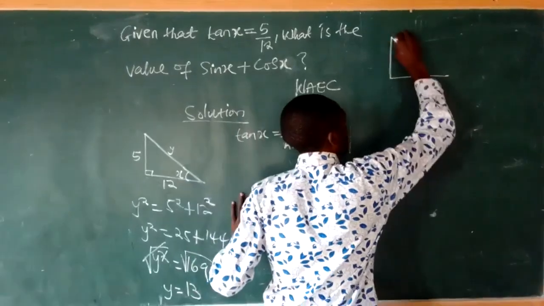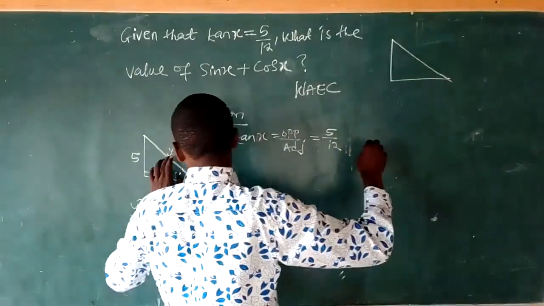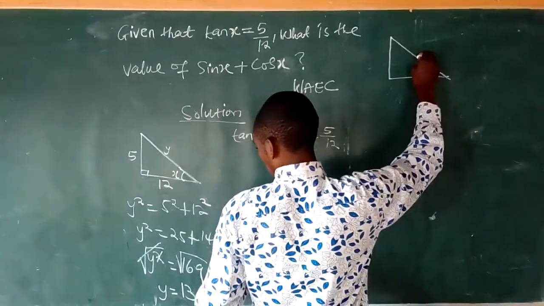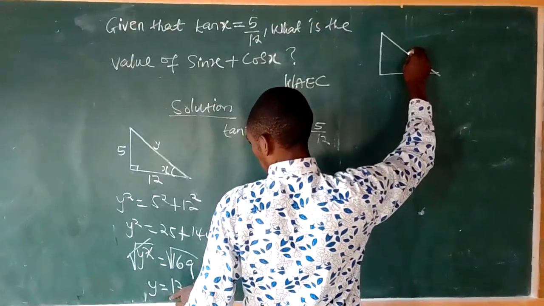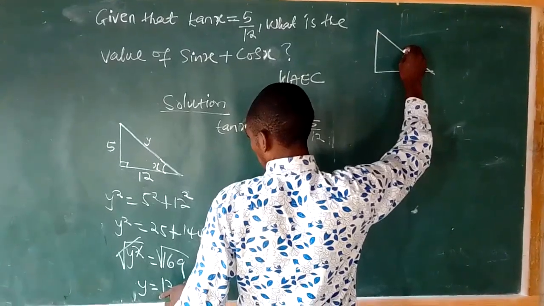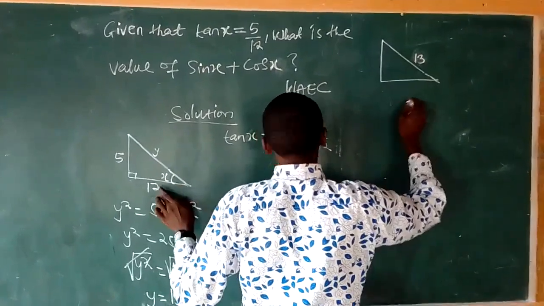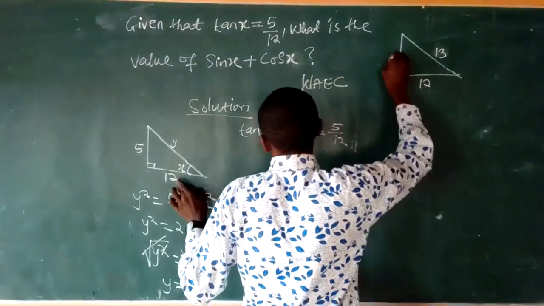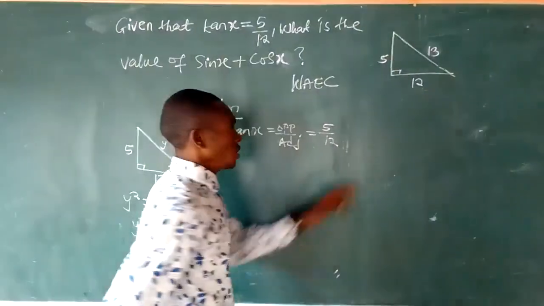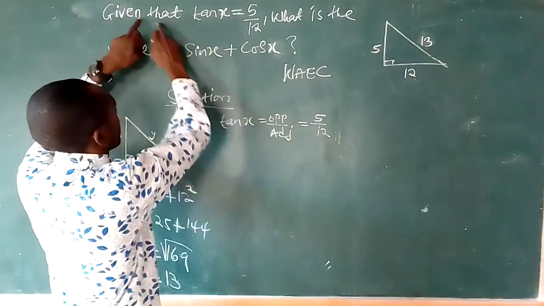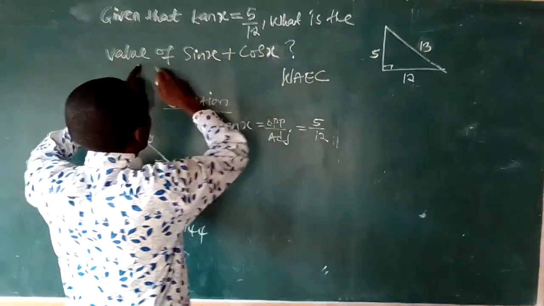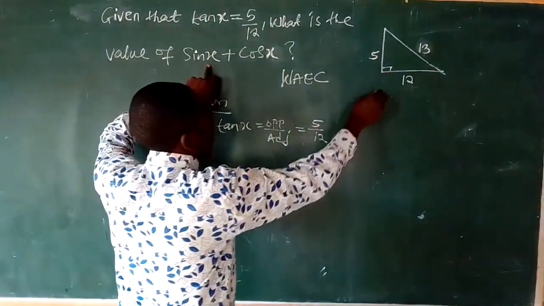We now have the hypotenuse as 13, the adjacent as 12, and the opposite as 5. That's what we have. And don't forget, given that tan x is this, what is the value of sine x plus cos x? So from here we get sine x.